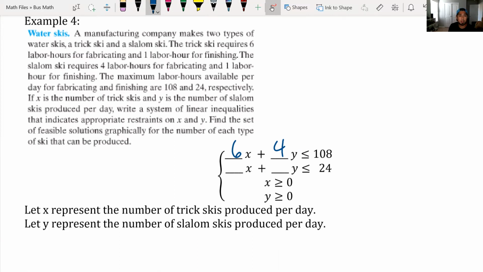Okay, and then to finish the skis, the trick ski requires 1 hour for finishing and 1 hour for finishing on the slalom ski. So this is just 1 and 1. Okay, we have our linear inequalities. We know how to work them. Let's go ahead and graph.